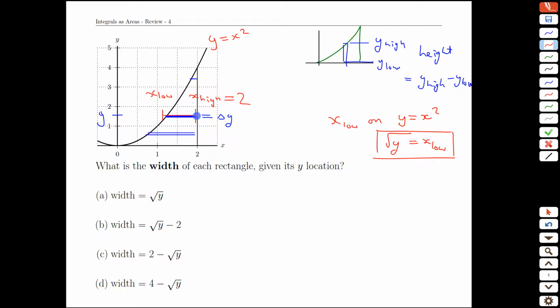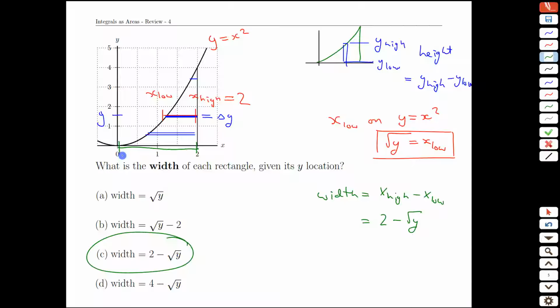And if we put this together, we have the end of the interval is always 2. The start of the interval is always at root y. And so this width is going to equal the x high minus the x low. And that is going to equal 2 minus root y, giving us the answer here, C. At any point, if you ask if y is 0, how long would a rectangle be at height 0? That'd be 2. Perfect. That matches that distance there perfectly.